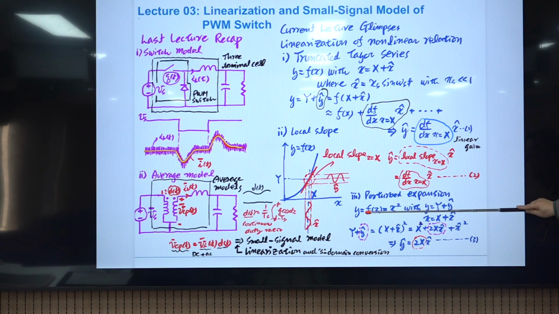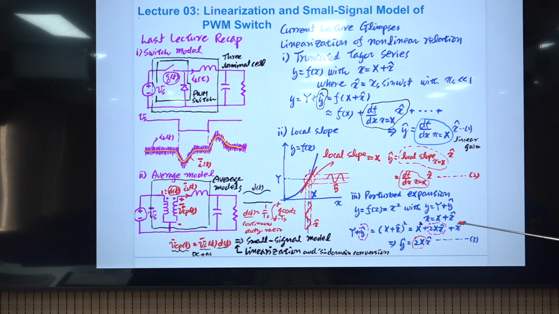Then you expand out. This is a simple expansion. Then you have this, and this is the DC term. You are not interested in this term now. And this is the first order AC component. There is an AC component, a first order term, and we have the coefficient 2X.